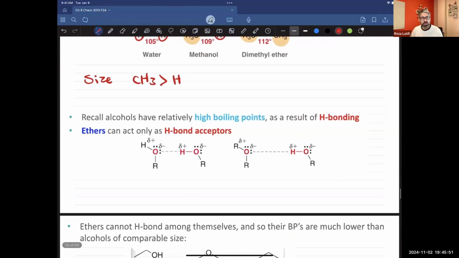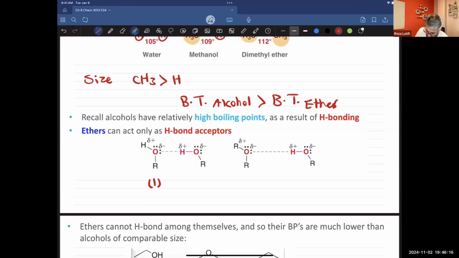Next one is the boiling temperature. The boiling temperature of alcohol is higher than the boiling temperature of ether. And what's the reason behind it? Alcohol is capable of donating H plus or accepting H plus. This alcohol, number one, is accepting H plus. The second one is also alcohol, they are identical, and it's donating H plus. So number one is accepting, and if I call this one number one prime, it will be donating H plus.